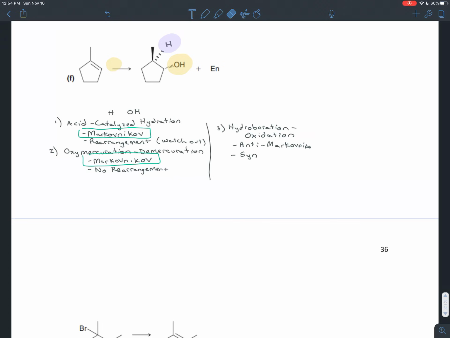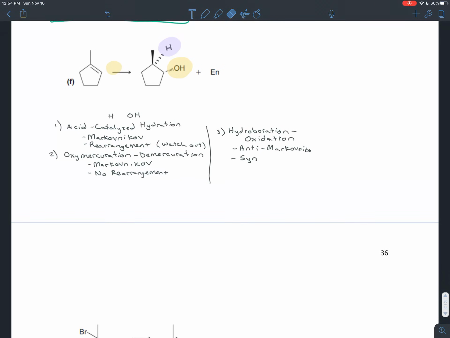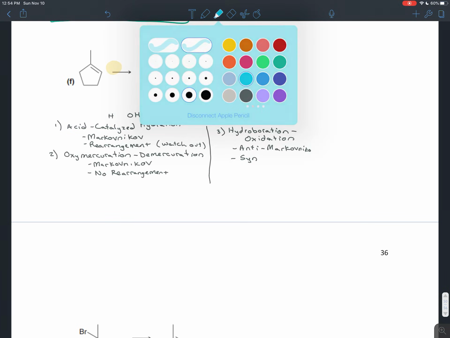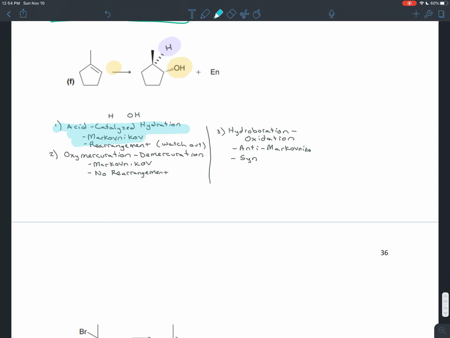Now we have 3 ways of adding H and OH. These are our notes from last time. 3 ways of adding H and OH. The first way was acid-catalyzed hydration. Acid-catalyzed hydration, that was Markovnikov addition, but we had to watch out for rearrangement. The second way was oxymercuration-demercuration, that's Markovnikov addition, but you don't get rearrangement. And finally, the third way was hydroboration oxidation. That did anti-Markovnikov addition and syn addition, crucially.